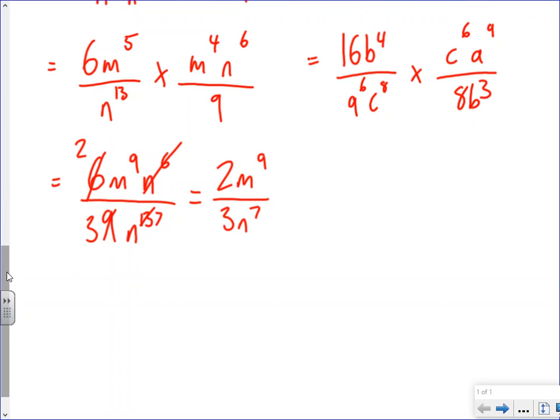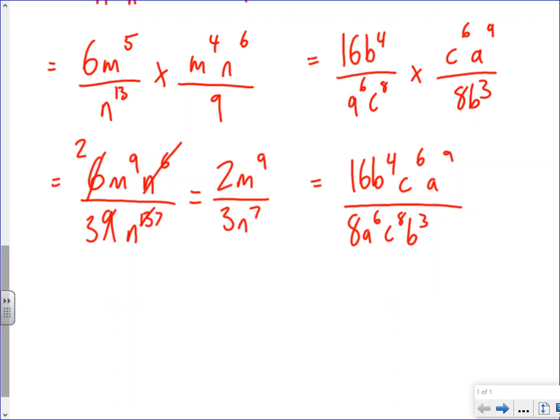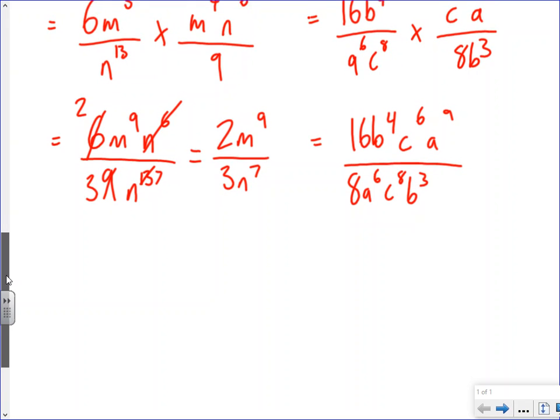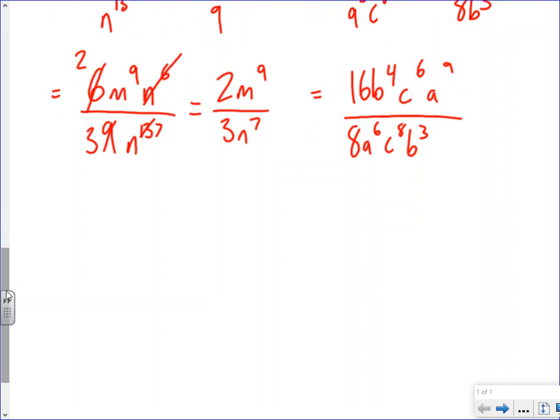So lastly, now let's go ahead and join these fractions together. There's 16 b4 c6 a9 over a to the power of 6. Well, we have an 8 from that right side, so 8 a to the power of 6, c to the power of 8, b to the power of 3. And now we can do a lot of simplifying here in the top and bottom. So we have 16 over 8 becomes 2 over 1.